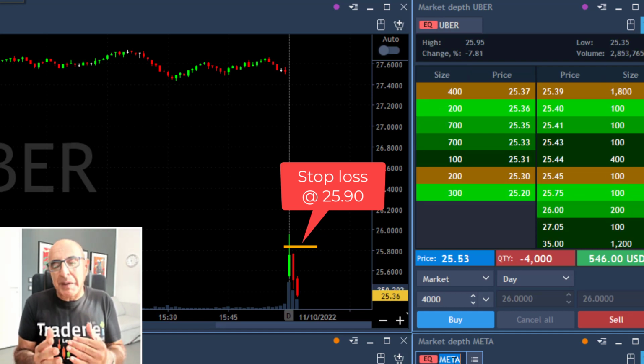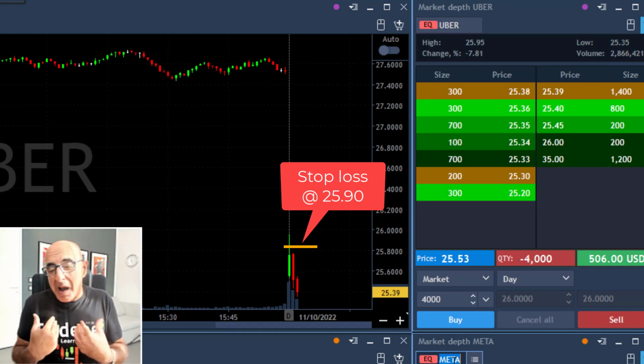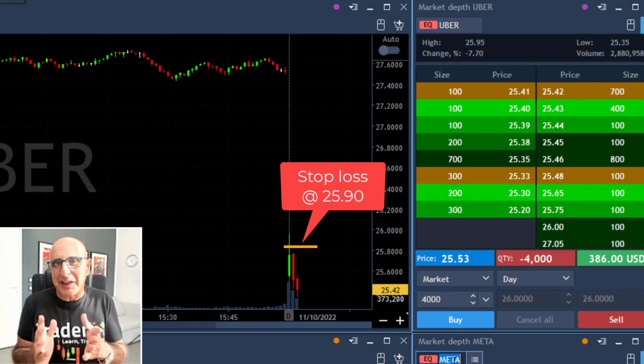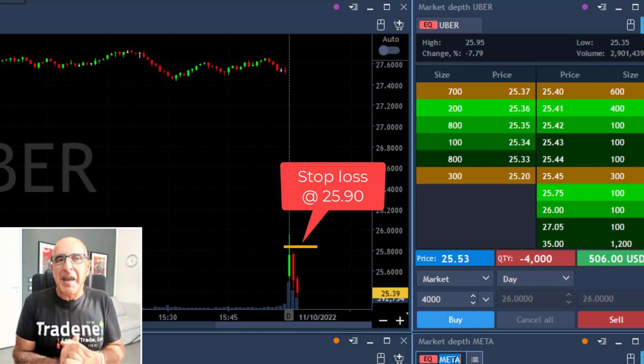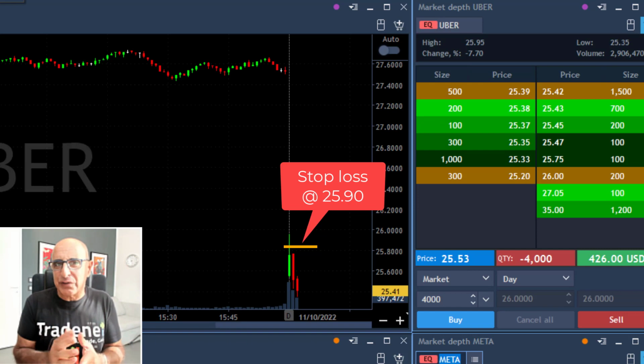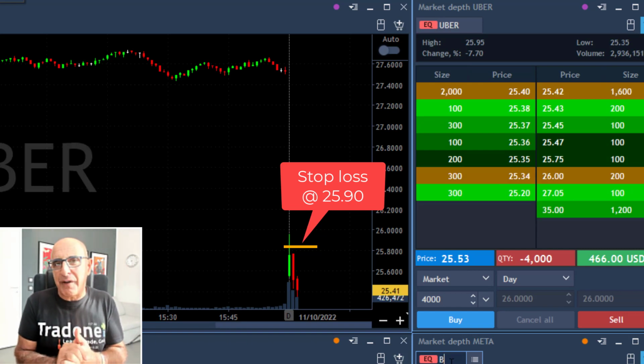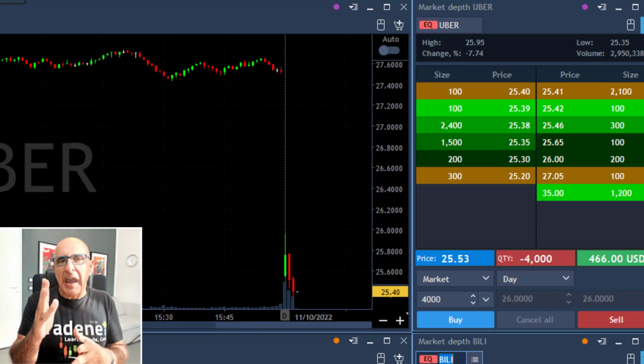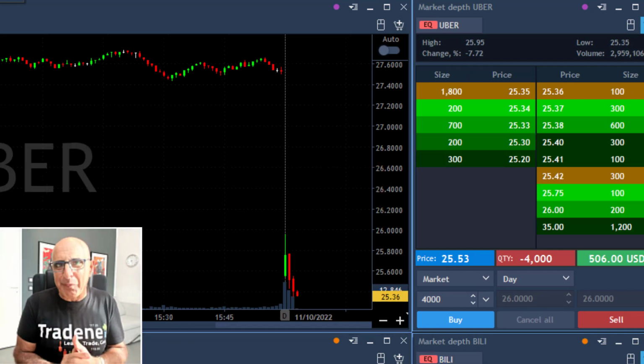So I'm going to stop it just in case it moves over 25.90, which means I've got approximately 40 cents stop loss, which means also that according to my system, a one-to-one risk reward, that's usually the system I'm using, and of course it could be different from one trader to another. My target should be 25.10. So that means I'm looking for a 40 cent target and a 40 cent stop loss.